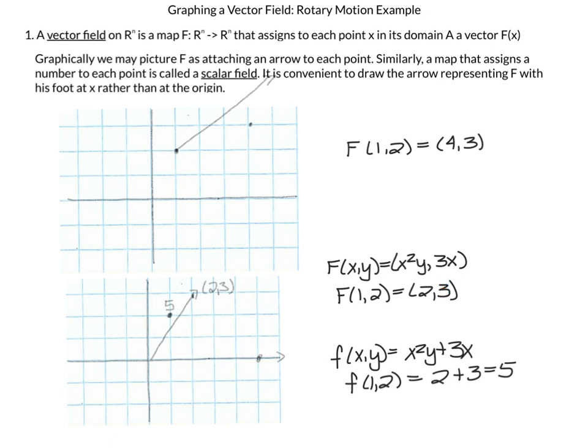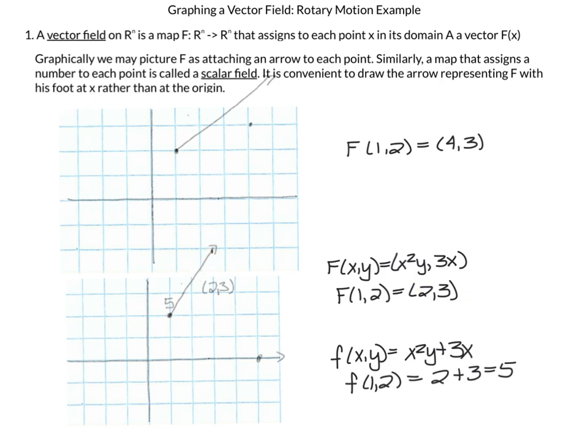So here is my point (1, 2). And then I need to draw my vector (2, 3). Here I have the vector (2, 3). It goes over 2, up 3. And what I want to do is move this vector over here to my point (1, 2). This is how I will represent the fact that F at (1, 2) has this vector here, which is (2, 3).